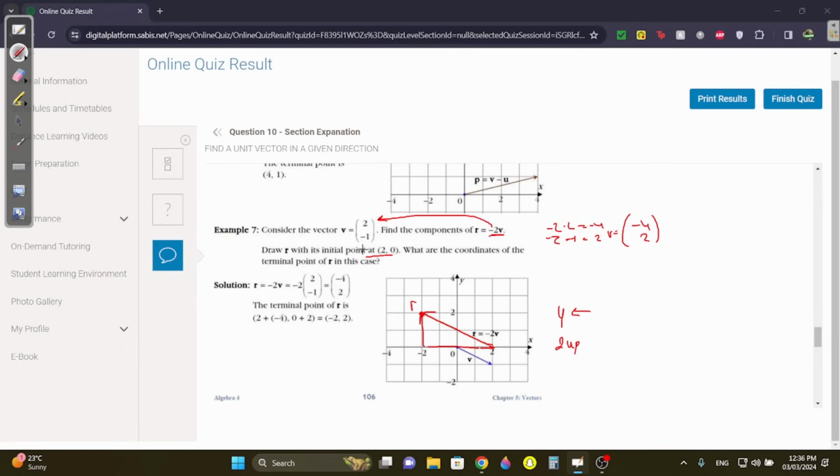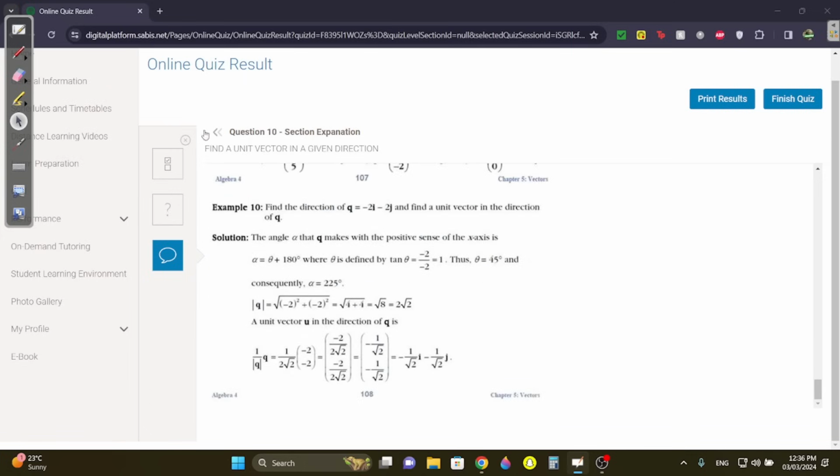That's it. They didn't ask you to draw v. I don't know why they drew v. But in case they ask you to draw v, they have to ask you to draw it from where. Okay, that's it for this 5.2.